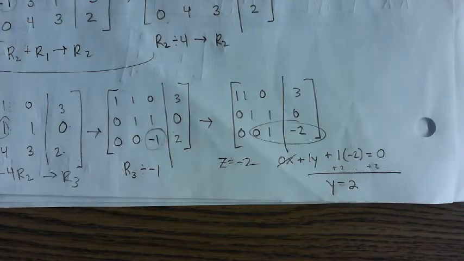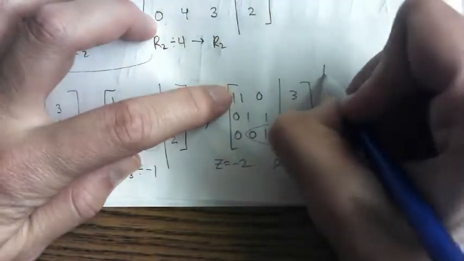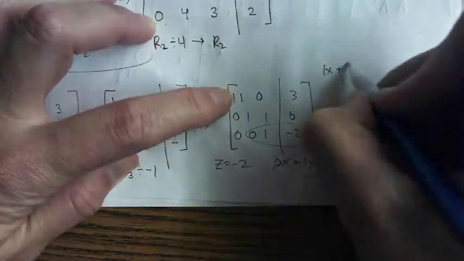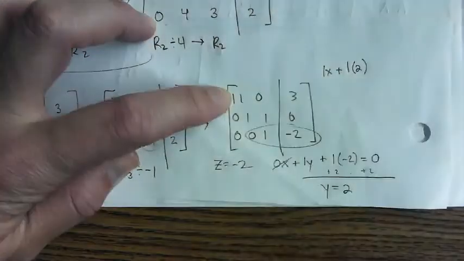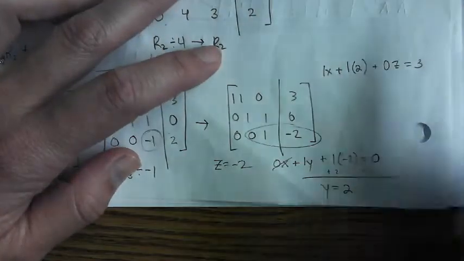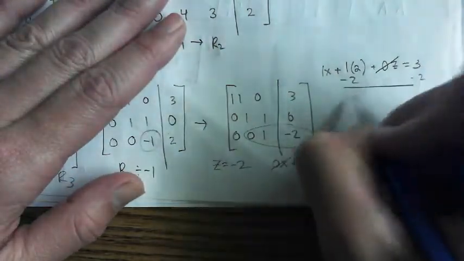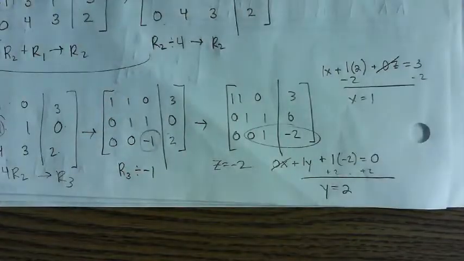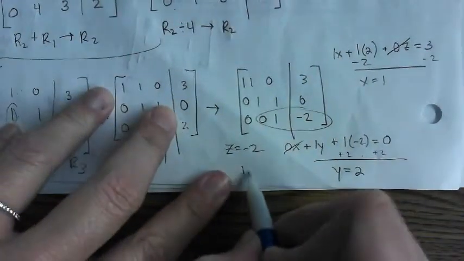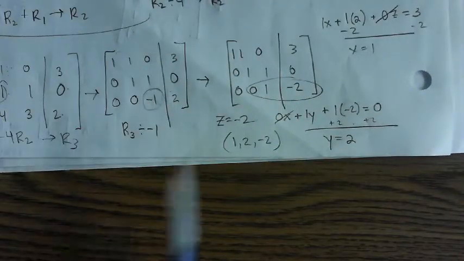And then domino effect back to the top one, so we can find x. We'd have 1x plus 1y, but y is now 2, plus 0z is supposed to equal 3. So your 0z is a wash. That's really just x plus 2. So I'll subtract 2 from both sides, and x equals 1. So your answer is 1, 2, -2. X, Y, Z.